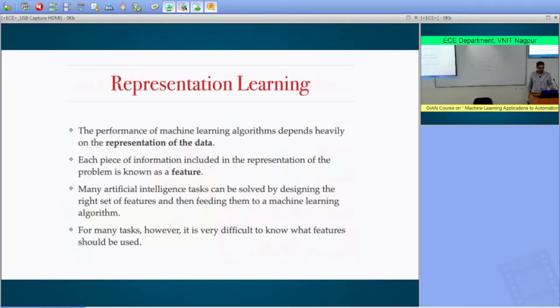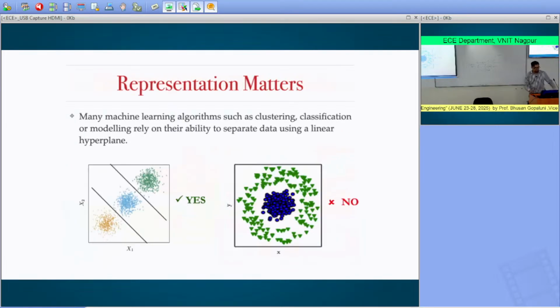And each piece of information included in the representation of the problem is known as a feature, which is exactly what I wrote here. And many artificial intelligence problems can be solved by designing the right set of features and then feeding them into a machine learning algorithm. Okay? By designing the right representations. If we get the right representations, you're likely to get much better performance. So here's an example that highlights this point.